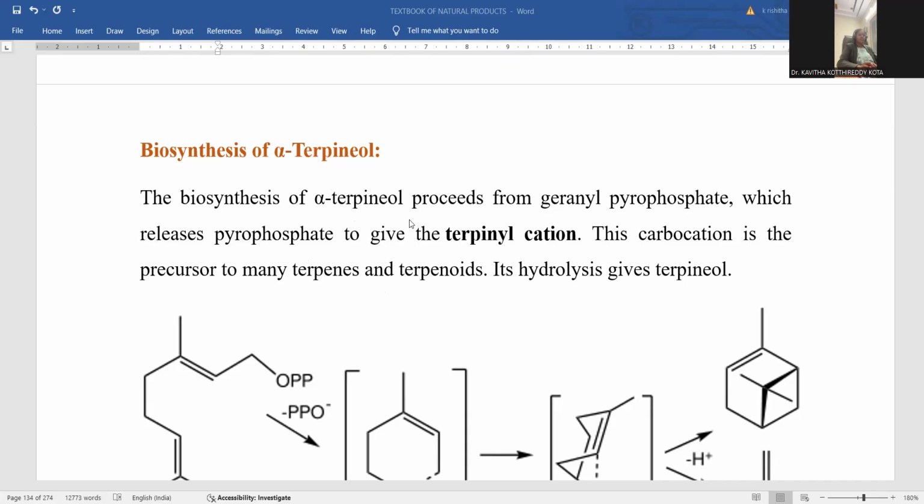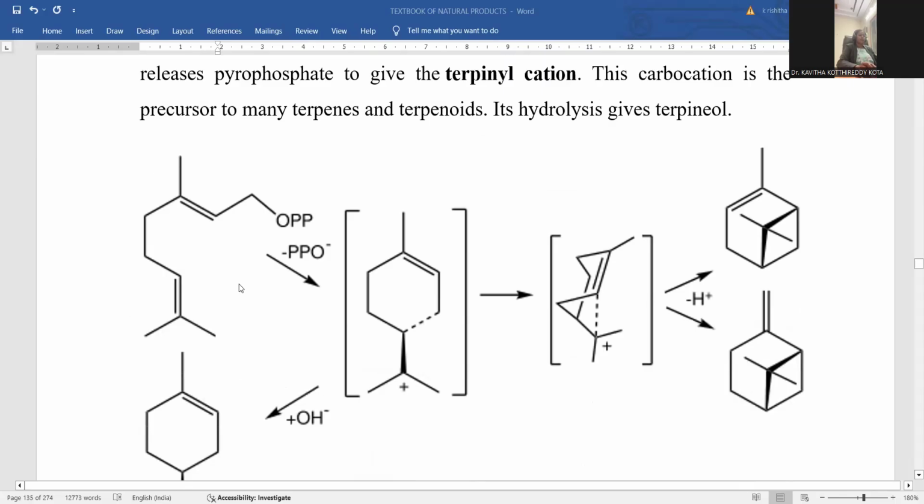The biosynthesis of alpha terpineol proceeds from geranyl pyrophosphate. Geranyl pyrophosphate is taken as the precursor, the starting material, which releases pyrophosphate to give the terpenyl cation. The terpenyl cation is an intermediate. This carbocation is the precursor for many terpenes and terpenoids. Its hydrolysis gives terpineol, right? So the starting material will be geranyl pyrophosphate.